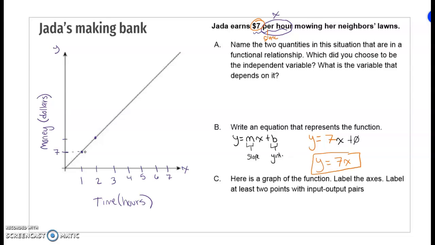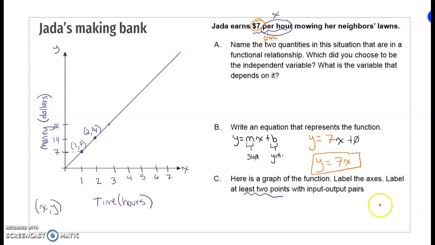So I can say that's 7, this is about 14, this up here is about 21, and then so on and so forth. But at least it says at least label 2 points. So what I'm going to say for my first point here is I'm going to label it 1, 7. Because remember, for a point, it's x, y. And then I'm going to say right here, for 2 hours, it's going to be $14. So those are pretty much the easy 2 points that we can graph. And obviously this isn't to scale. It says approximately label at least 2 points.